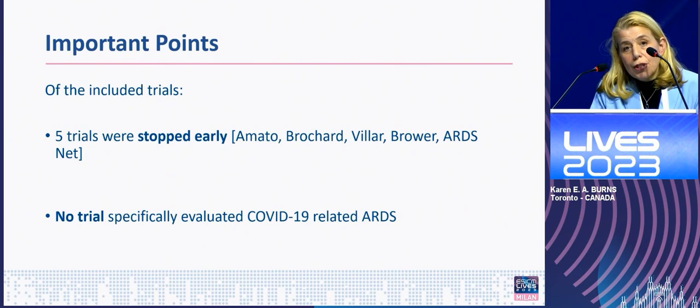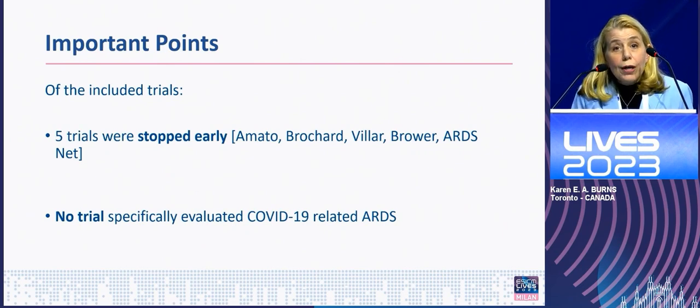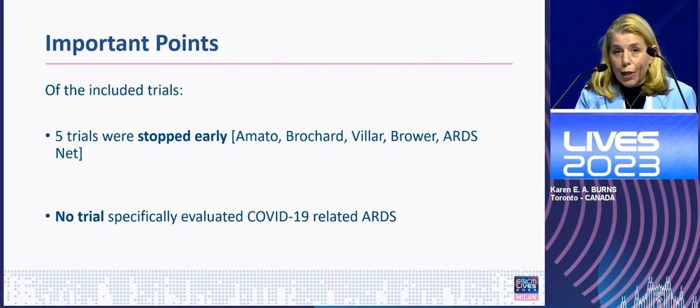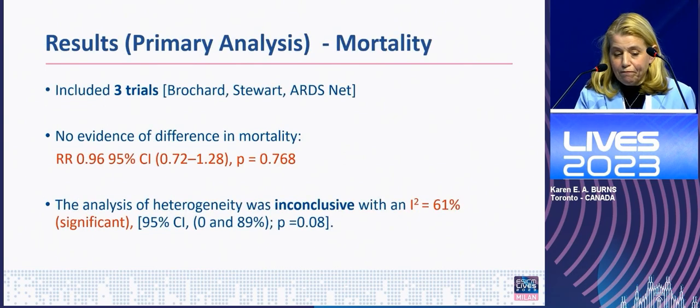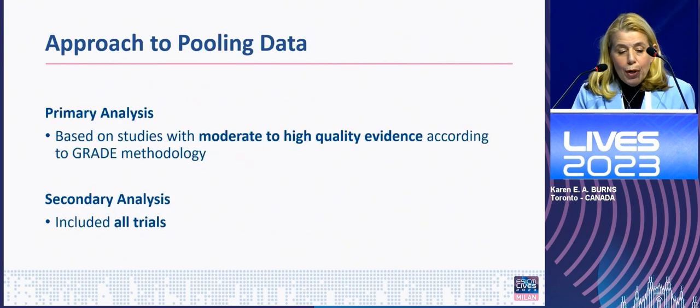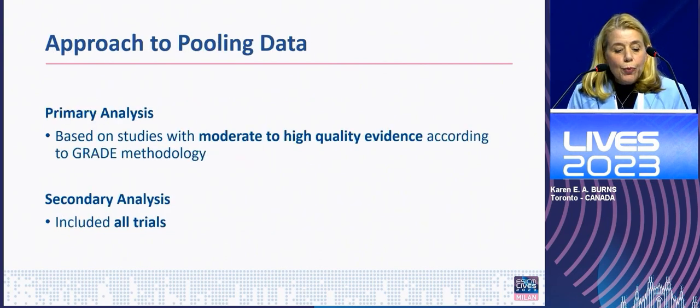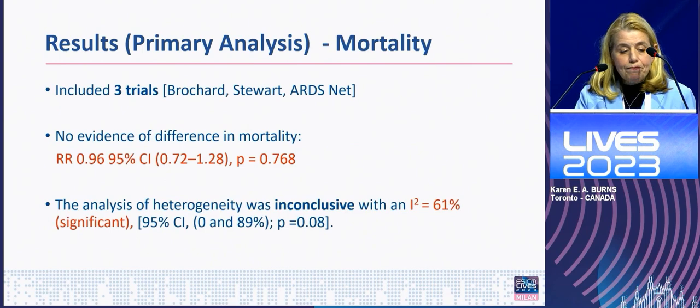Important points to note in these 7 trials: of the 7 trials, 5 were stopped early, some for benefit, some for futility. And no trial specifically evaluated COVID-19 patients with ARDS. Our approach to pooling data was, in the primary analysis, we decided to only include trials that were of moderate to high quality based on GRADE methodology. And in a secondary analysis, we would include all of the lung protective ventilation trials.